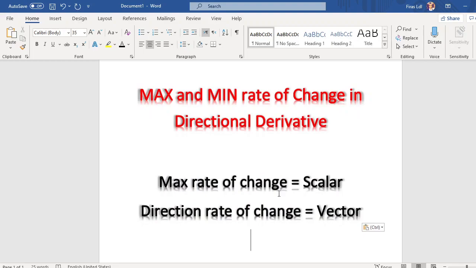If the question tells you, for example, to find the maximum or the minimum rate of change, the answer must always be a scalar, which means a number. Let's say another question told you to find the directional rate of change. Here you must know that the answer will be a vector, for example i, j, and k. I'm going to give you one example to demonstrate this maximum and minimum thing.